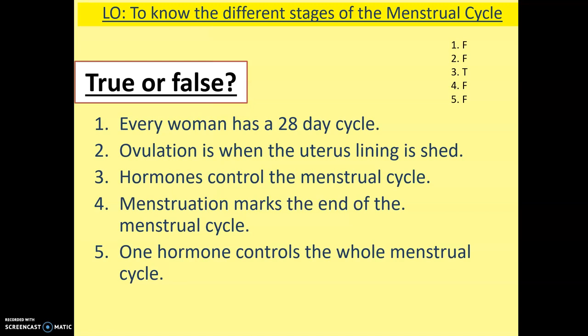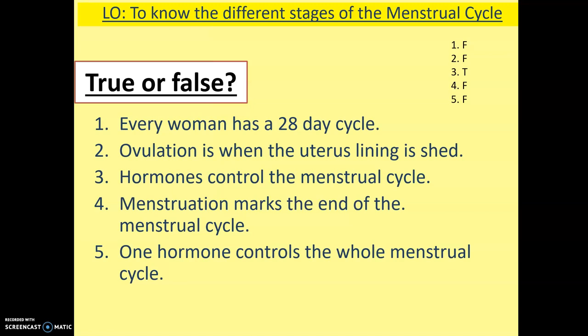All right. Every woman has a 28-day cycle. Actually, it's false because it depends on the individual. Different individuals have different numbers of days in their menstrual cycle. And the next question, ovulation is when the uterus lining is shed. No, remember, ovulation is when the egg is released. Okay, when the eggs are released.